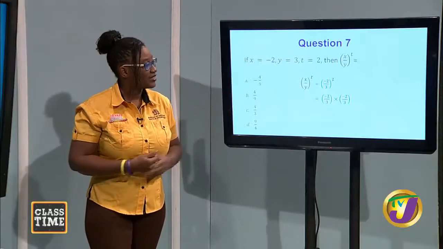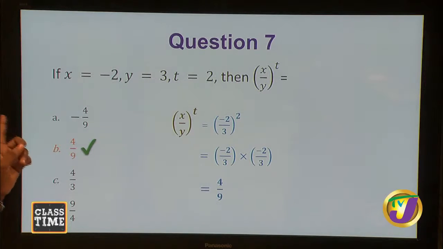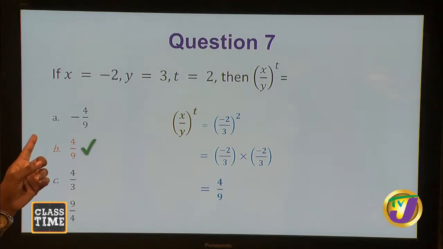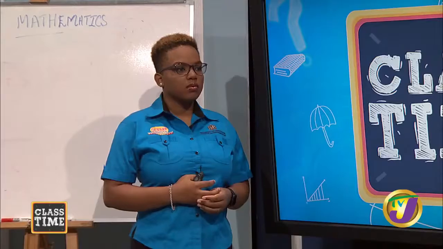But let's work it out though. We know that square means to multiply a number or quantity by itself, which we have done here. And so the result is 4/9. And notice that option A was -4/9, not true? So it's important for us to understand what happens when we square values.